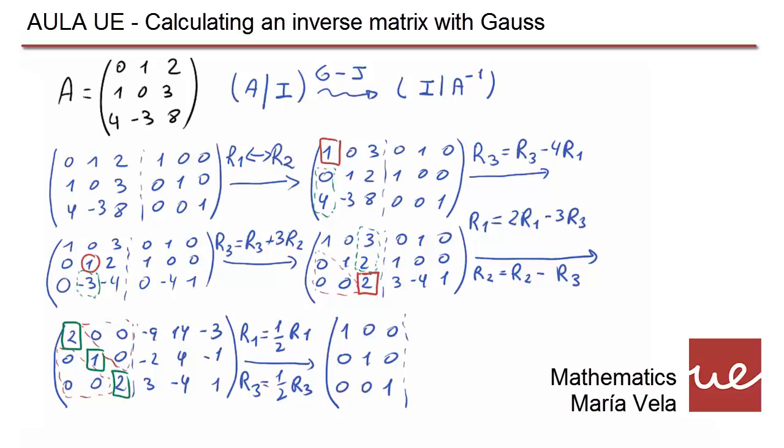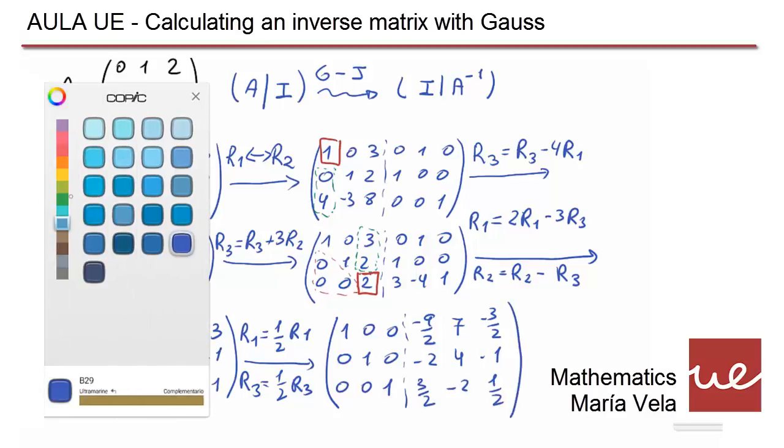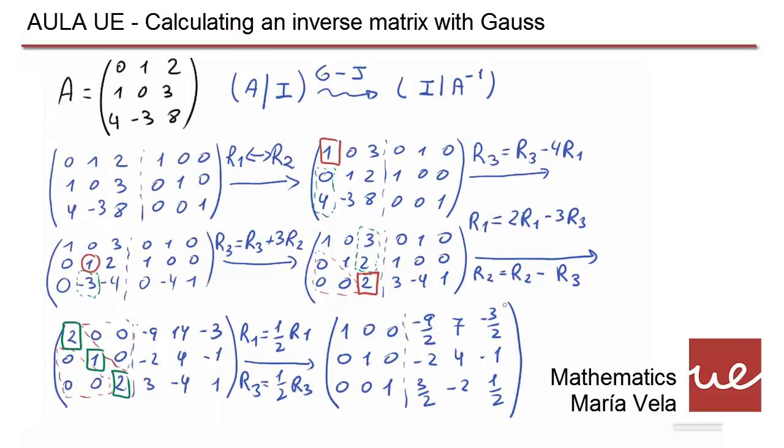If we do so, we get 1, 0, 0, 0, 1, 0, 0, 0, 1, as expected on the left-hand side, the identity matrix. And on the right-hand side, we have minus 9 divided by 2, 7, minus 3 divided by 2. The second row remains the same, minus 2, 4, minus 1. And in the last row, we just need to divide by 2, so 3/2, minus 2 and 1/2. And we already find the inverse matrix of our given matrix A. This right-hand side is just the inverse matrix of A.